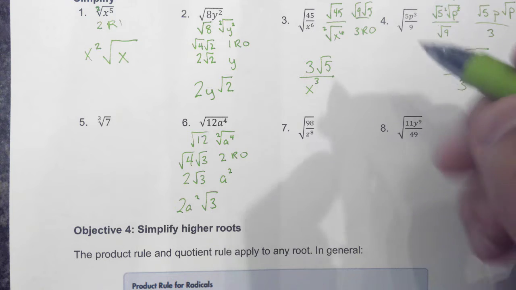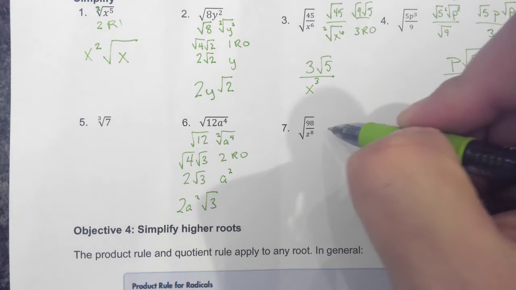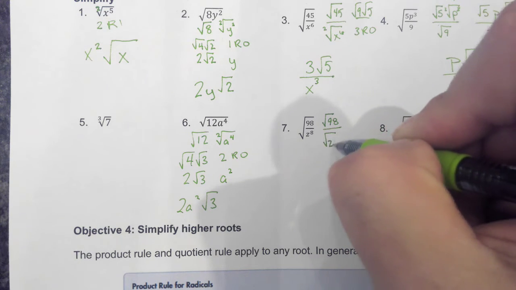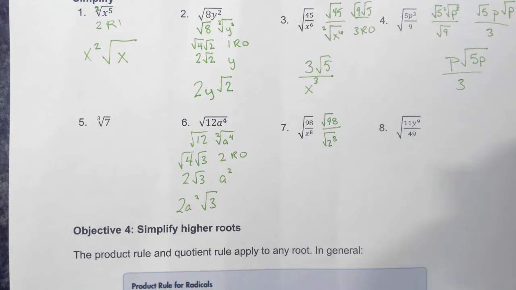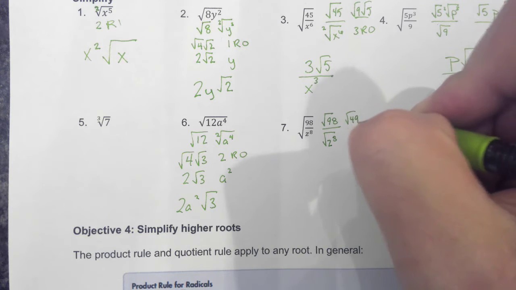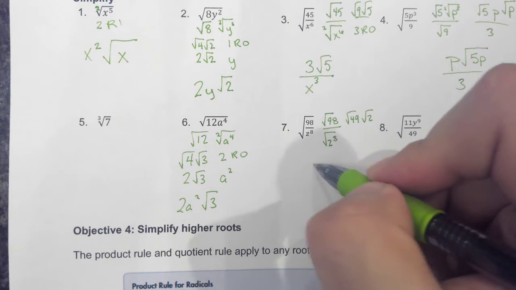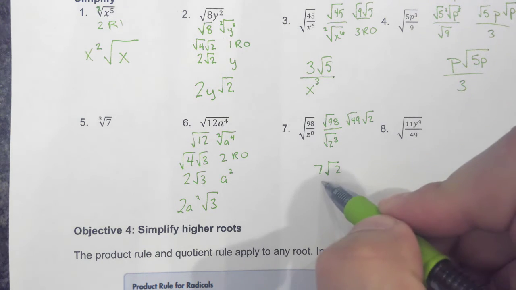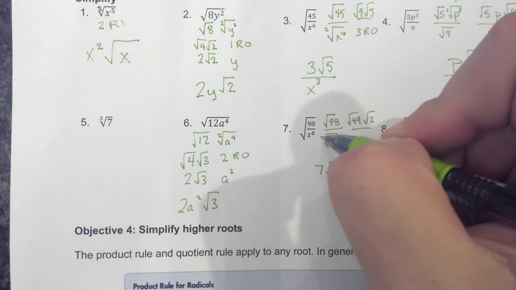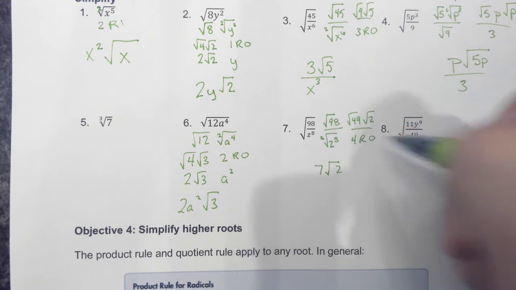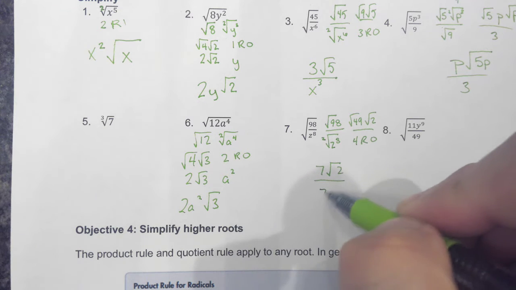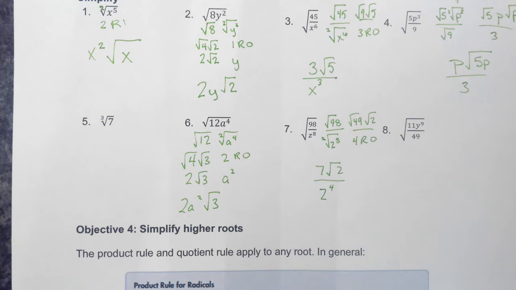Number 7, got the square root of 98 over the square root of z to the 8th. What perfect square divides 98? That would be 49 times 2. Square root of 49 is 7. Square root of 2. And then on bottom, how many times does 2 go into 8? 4, remainder 0. So then that would be z to the fourth with nothing left inside. So that's as far as that one would go.